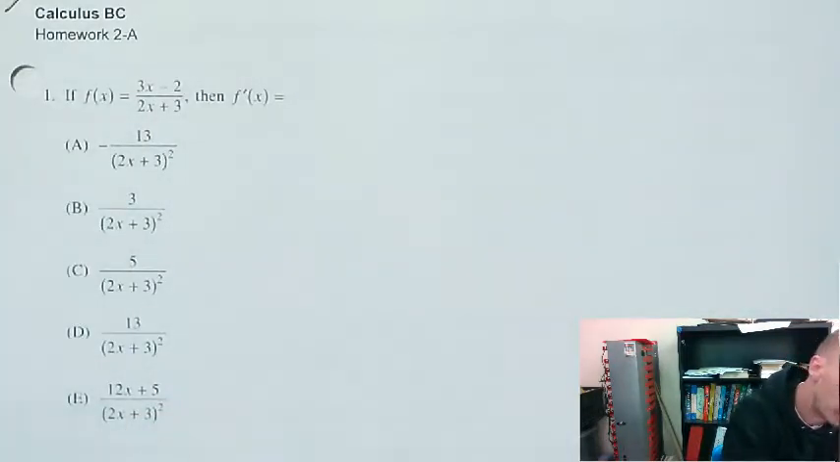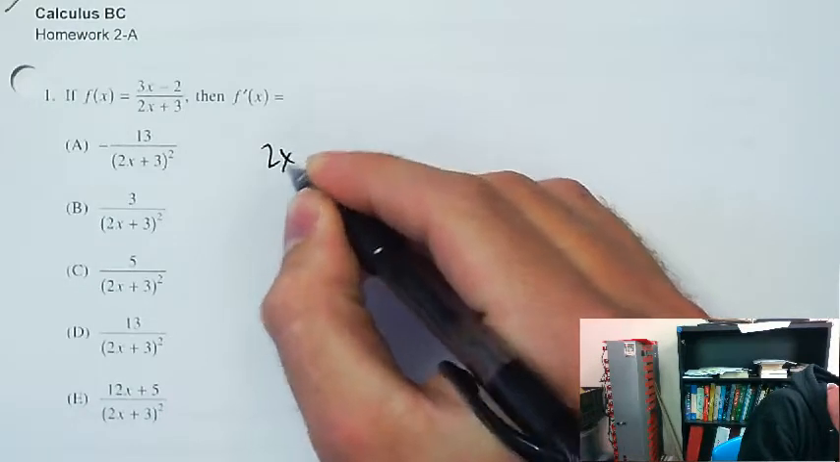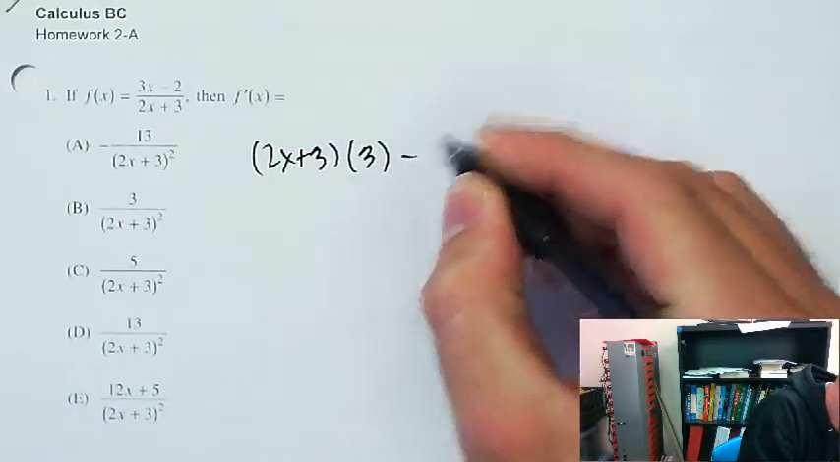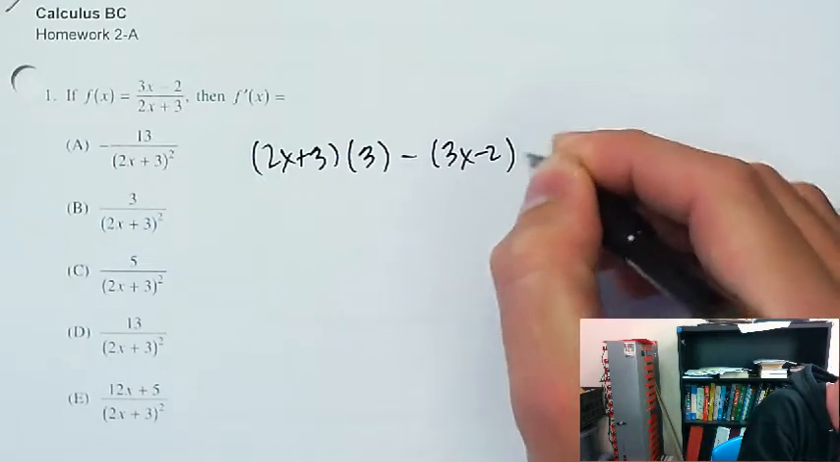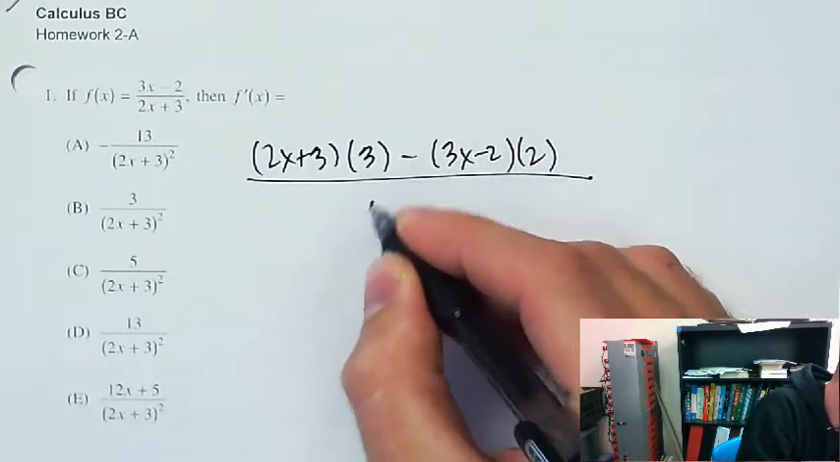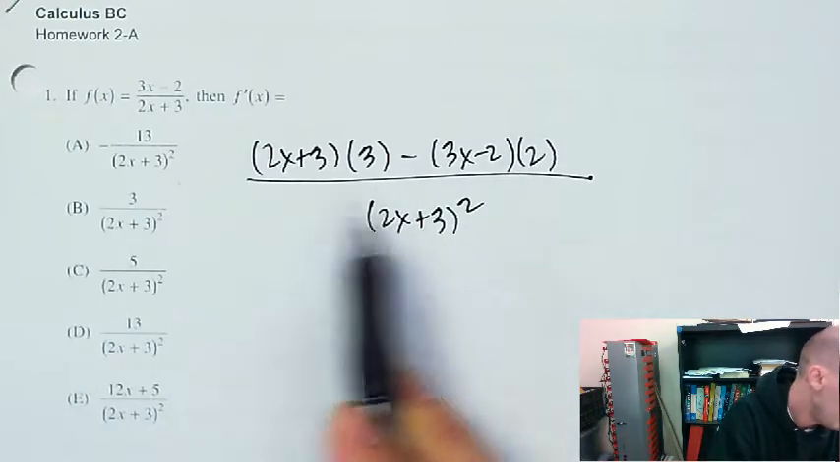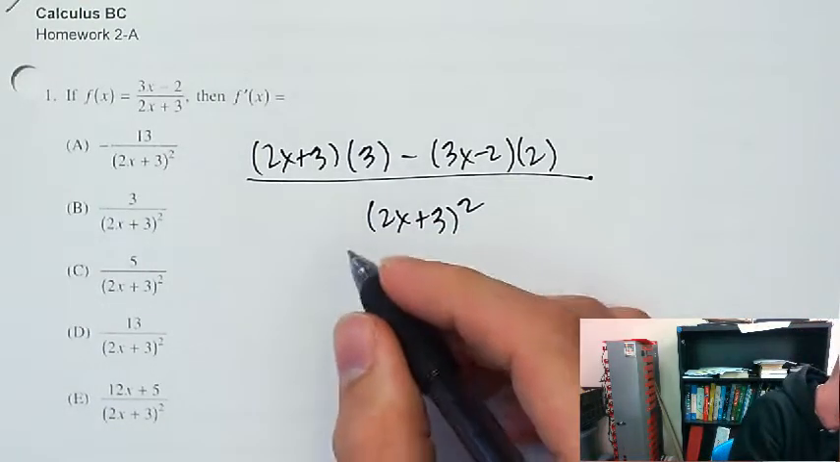Okay, that's really nice because we know that the derivative of top divided by bottom is going to be bottom times the derivative of the top minus the top times the derivative of the bottom, divided by the bottom squared. So they all have (2x + 3) squared. Okay, that's not really helping me eliminate anything. So what I need is to simplify the numerator.